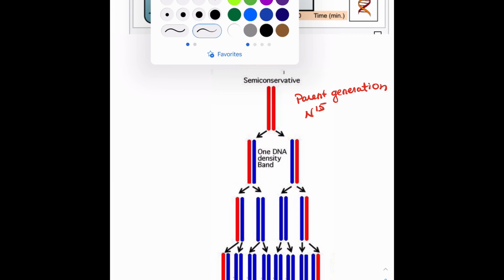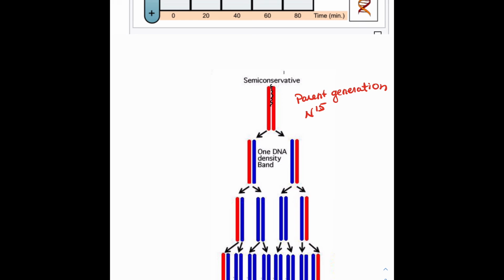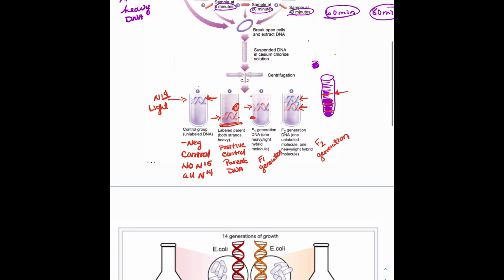When I come in and I split this parent generation to copy itself, I break those hydrogen bonds here. Helicase comes in and breaks it up. I have one parent strand here and one parent strand here. And then I make a copy of that parent strand. And so I have my parent strand, and then I have a new copy. So I have a hybrid. And that's exactly what they got here. They have the parent strand here, the heavy one, and a new copy here. So they have a hybrid of both.